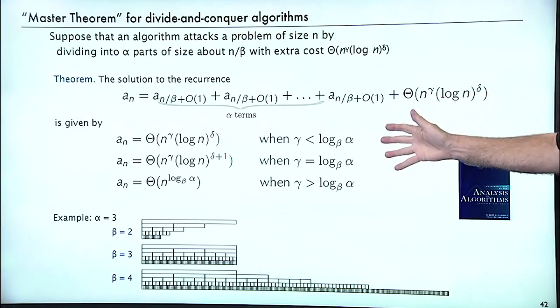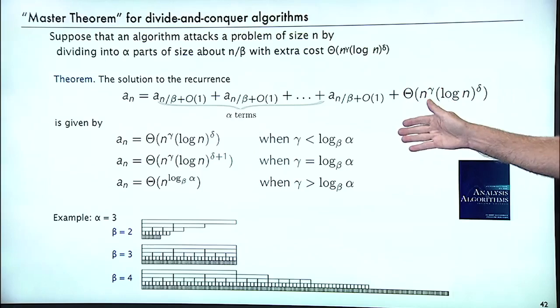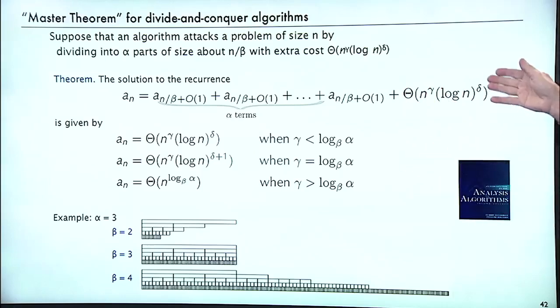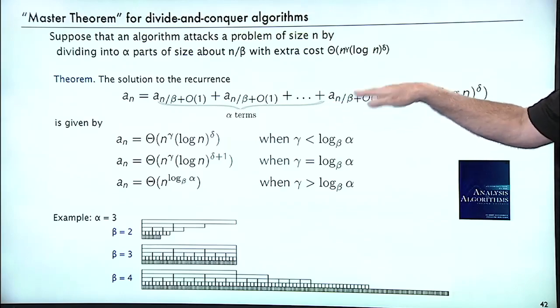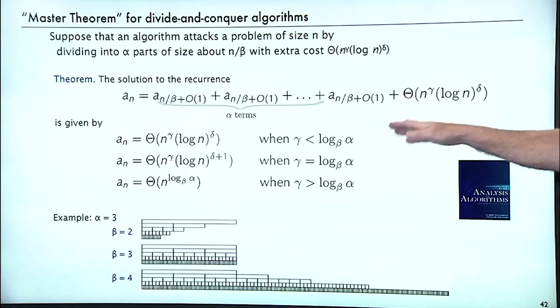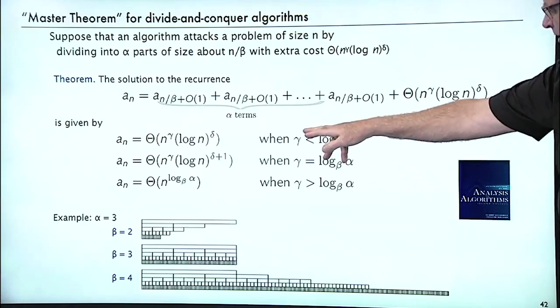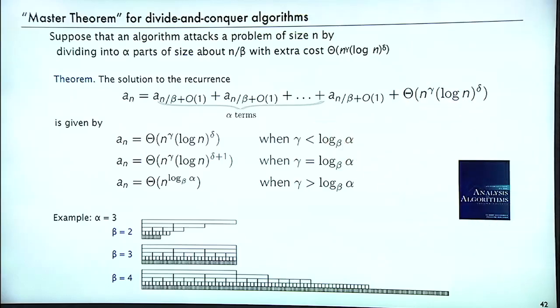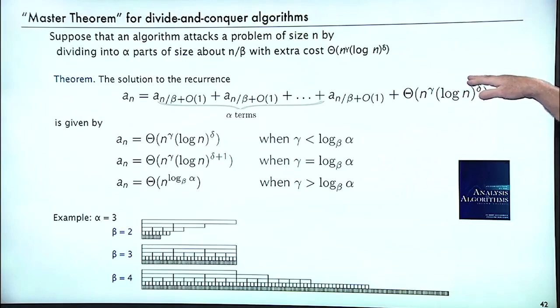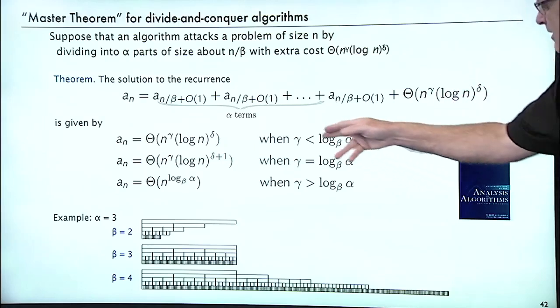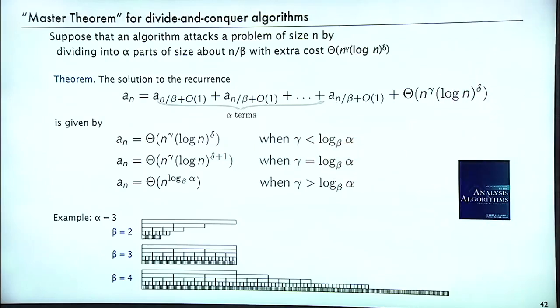In what the solution is 3 different cases. If gamma is small compared to log base beta of alpha, it's n to the log base beta of alpha, that is, n to the gamma log n to the delta. If it's equal, then there's an extra factor of log n. And then if gamma is big, so that means the extra cost is big, then that's going to dominate and it's n to that power.